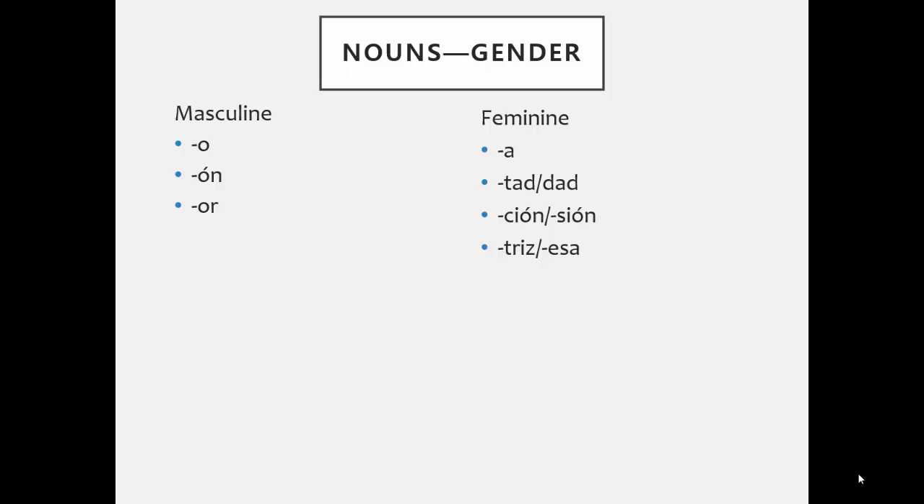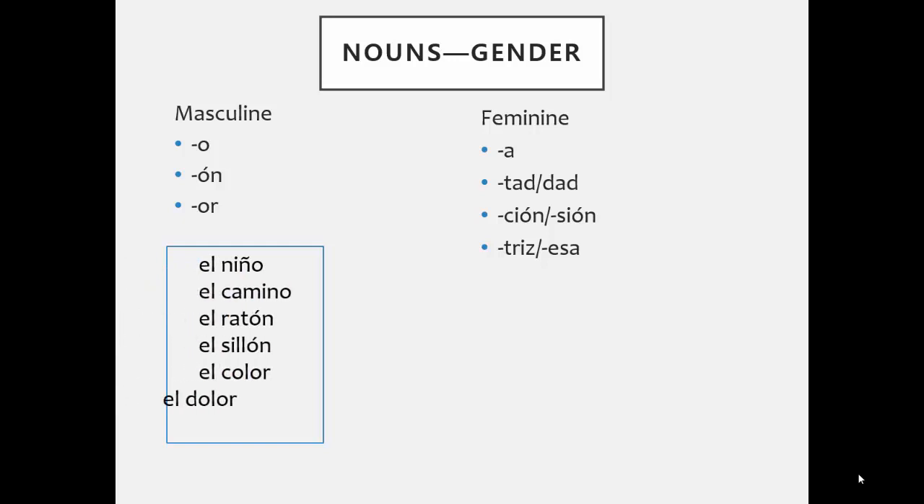In addition, in Spanish, the article, the word meaning the, or a or an, will always agree with the gender of the noun. We use el for masculine nouns and la for feminine nouns. They both mean the. So that means nouns like niño, camino, ratón, sillón, color, dolor, and actor all are masculine. We know this because of how each of the nouns ends and because the article el is with them all. You cannot have la with them.